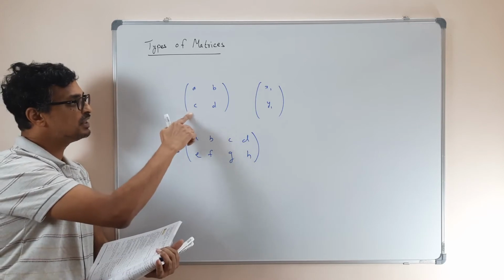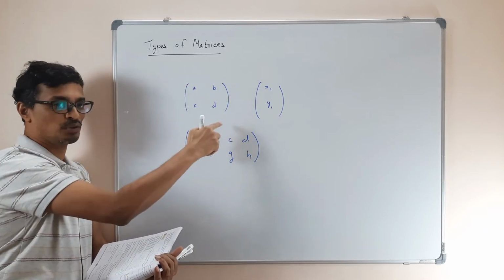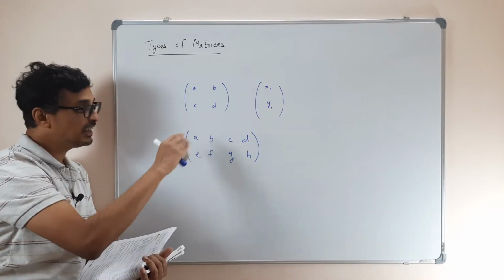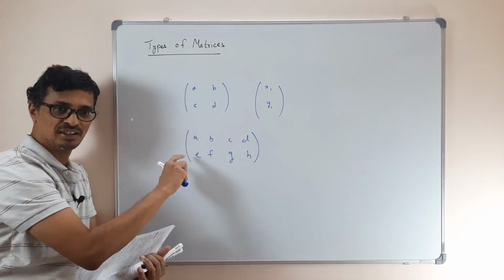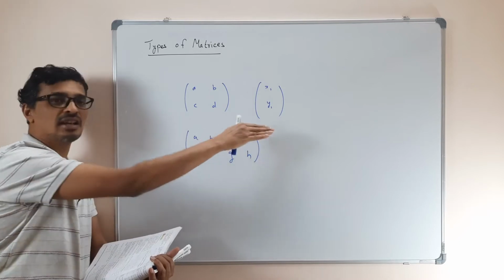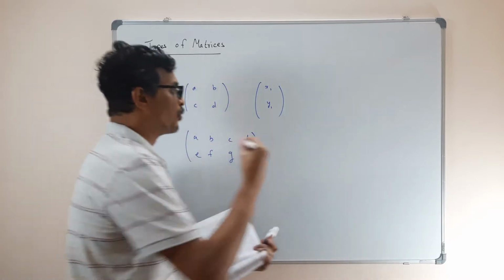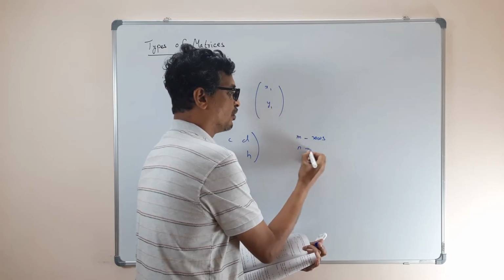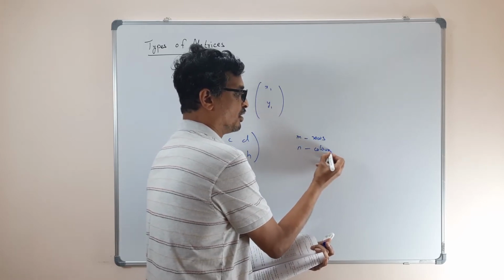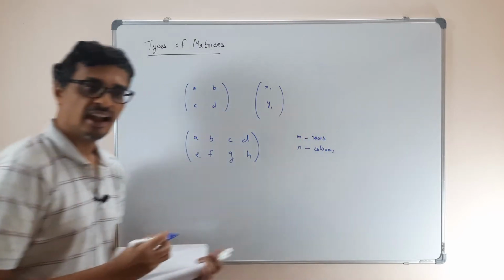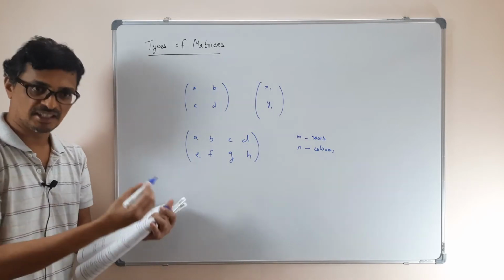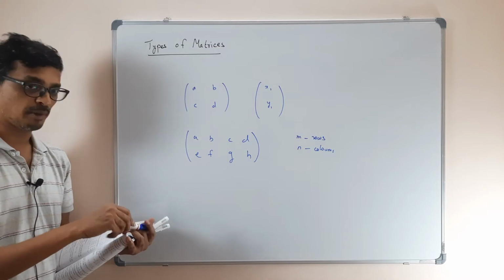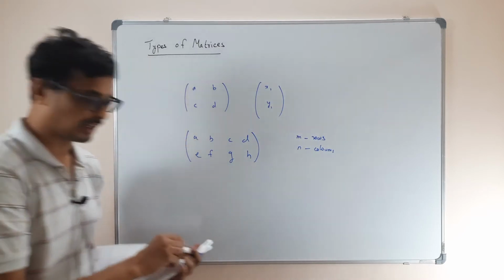Here we represented 2 rows and 2 columns. Here we represented 2 rows and 1 column. So basically a group of numbers is represented by m rows and n columns, and that representation is called your matrix. So that was the definition of matrix. We saw it in the earlier class itself.